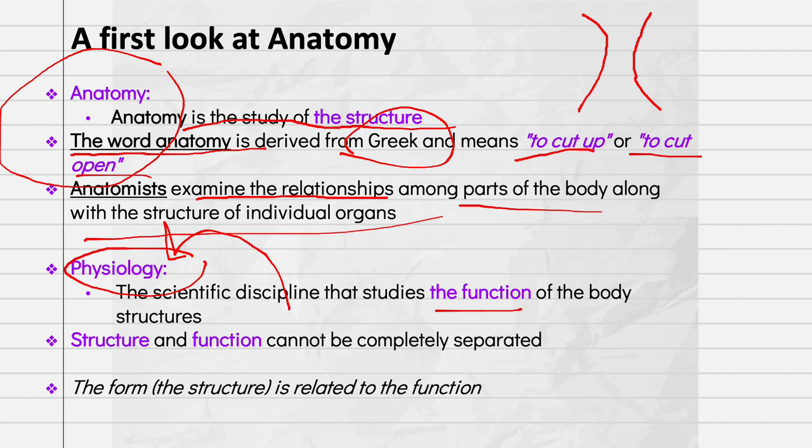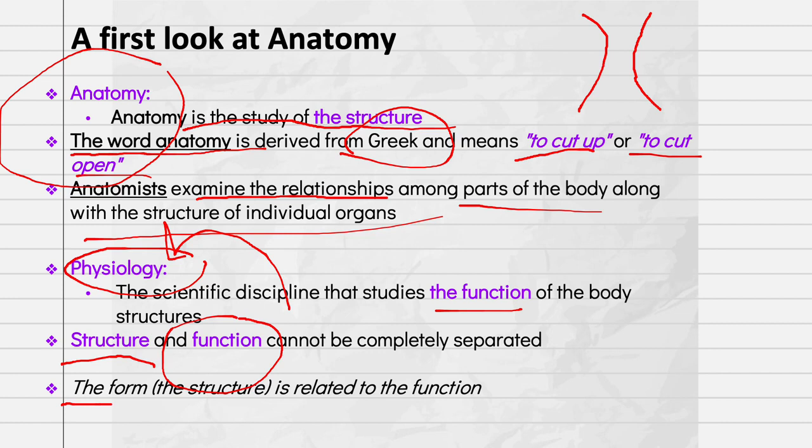So, if you want to know the function, the physiology of some organ, first you must know how it looks. If you don't know what it looks like, then you cannot have a better imagination of how it can function. So that's why we say the structure and function cannot be completely separated. If you want to know the function, you must know the structure. If you know the structure, the next question which comes to mind is, okay, what does this do? So that's why structure and function cannot be completely separated. They are best studied together.